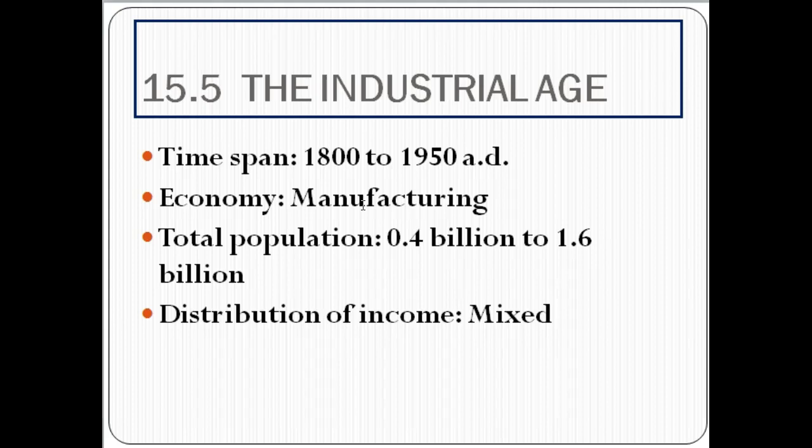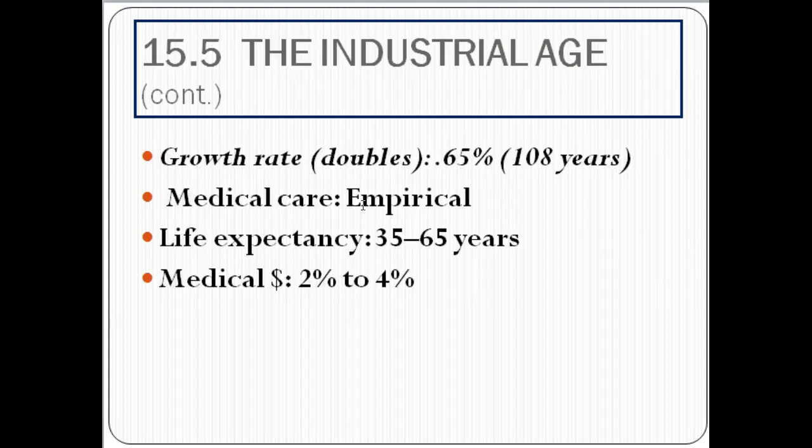The industrial age went from 1800 to 1950. That's when the economy was heavily manufacturing driven. Total population went from 400 million to 1.6 billion. Income was a little bit mixed. Now the growth rate continued to speed up. It's up to 0.65 now. So the population went from doubling once every 100,000 years, to 1,500 years, to now 108 years.